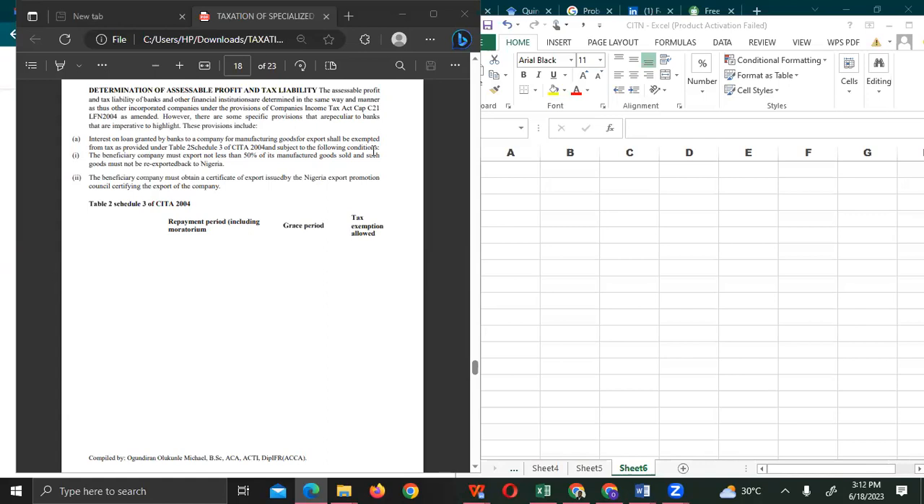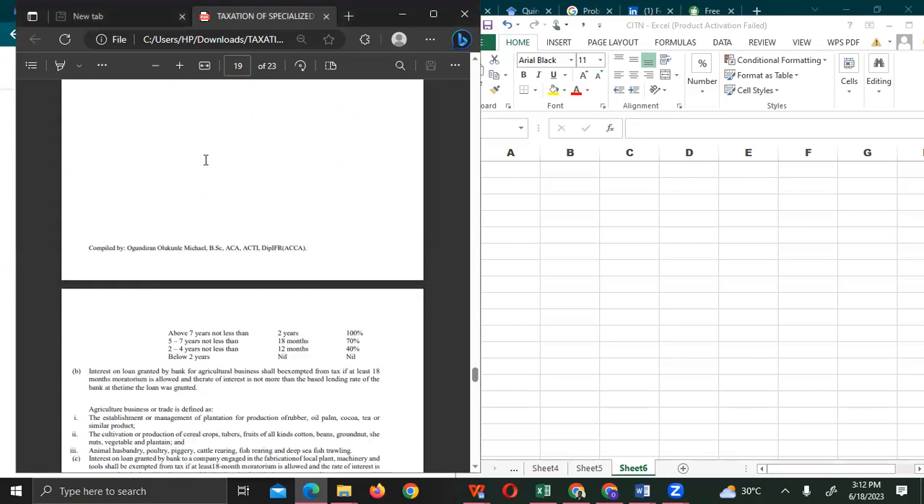Let's move on. So, any interest on loan that is granted to such a company will be tax-free or exempted from tax. Also, any interest on loan granted to a manufacturing, an agricultural business or agro-allied business shall be exempted from tax if there is an 18 months moratorium. If there's at least 18 months moratorium, that's 18 months grace period, right?